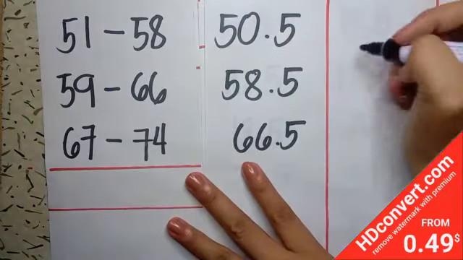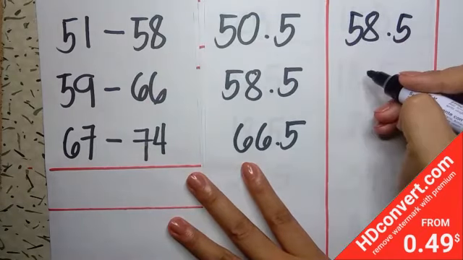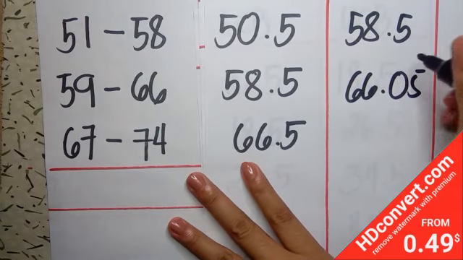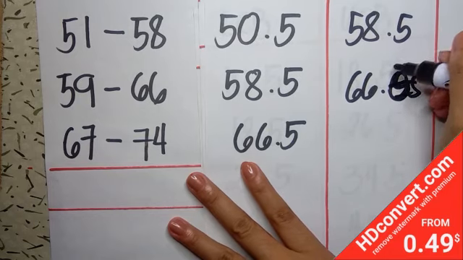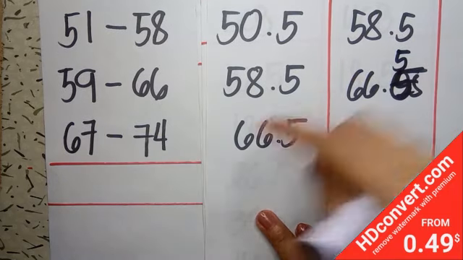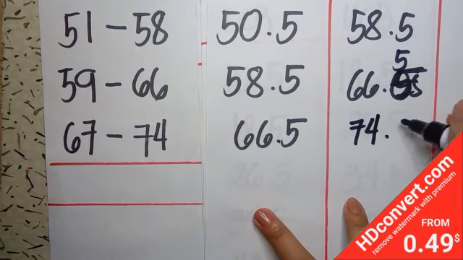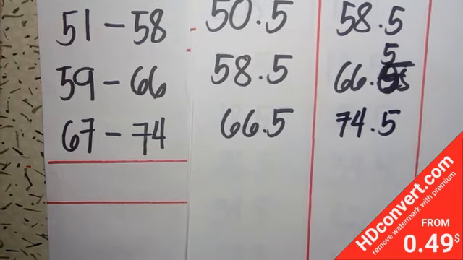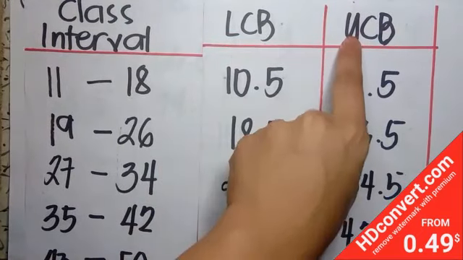Then 58 plus 0.5, 58.5. 66 plus 0.5, 66.05. Ay, 66.5, hindi 66.05. The next, 74 plus 0.5 is 74.5. That's all for LCB and UCB.